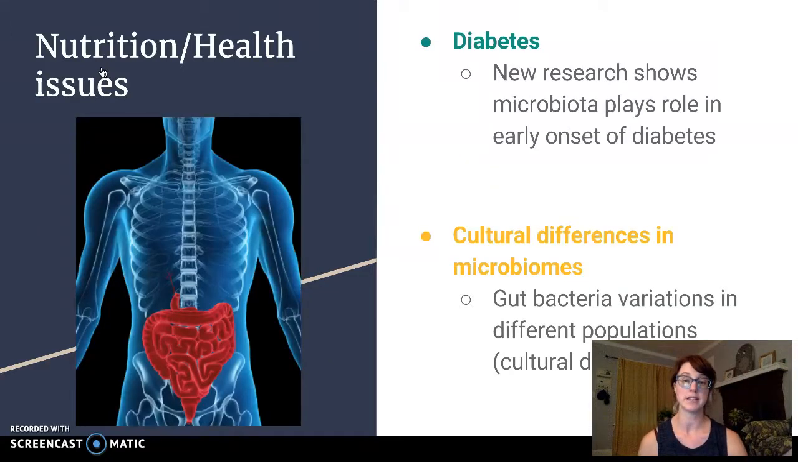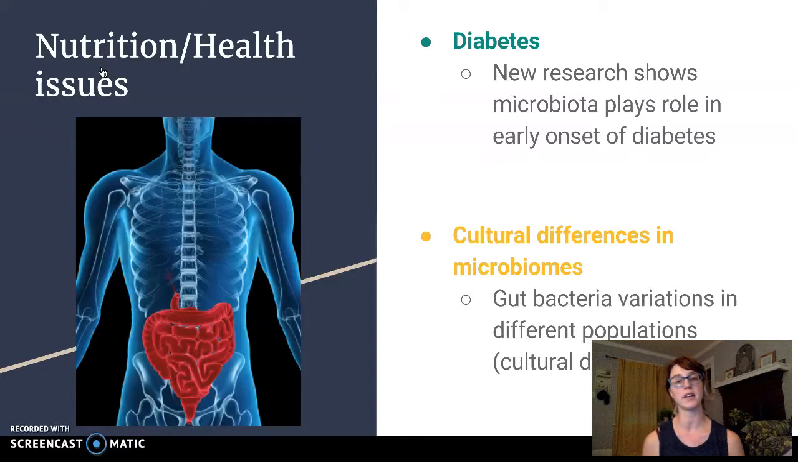So diabetes, this is really interesting. New research, within the past 5 years, shows that the microbiota plays a role in the early onset of diabetes. Researchers are trying to figure out which biomarkers we can look at to see when there is a change in the gut microbiome, and how that can alert us way earlier if diabetes is starting to happen in the body.